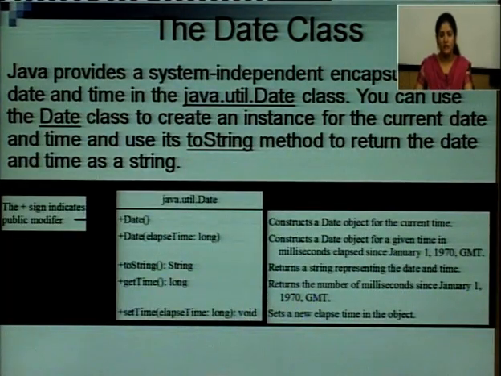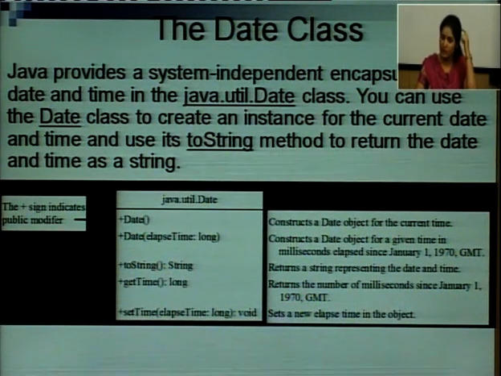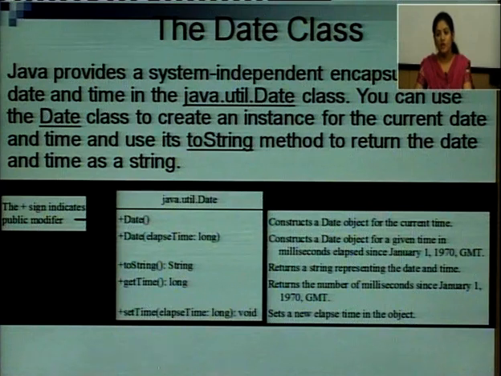Let's discuss the functions given in the Date class as well. Date() will construct a Date object for the current time. It will display the current time and date as well. The next method is Date(long elapsedTime). It will construct a Date object for a given time in milliseconds elapsed since January 1, 1970. This is already specified in those methods, so it will always pick the time from those dates only.